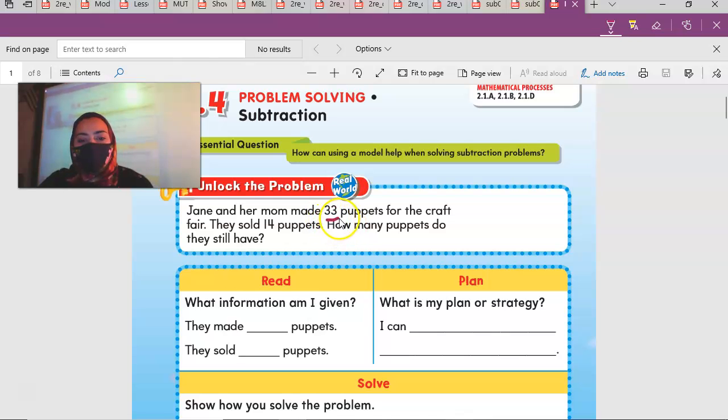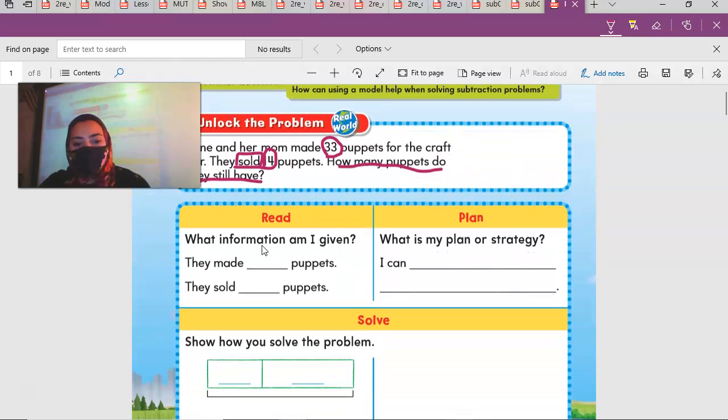What do I do with that number 33? Circle it. They sold, when you sell something, are you getting it or giving it? Giving it. You're giving it. They sold 14 puppets. Circle 14. Underline the question. How many puppets do they still have?